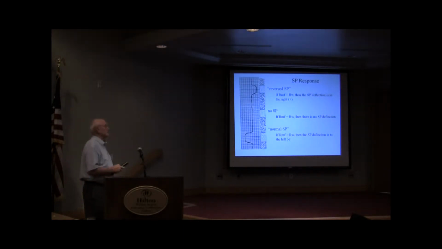Here's the reversed SP, again to summarize what I've just been saying. When the RMF is less than the RW, then the SP deflection is to the right. It would be the reversed. No SP will be a straight line, and normal SP is typically what we see in Kansas, Oklahoma, and we see it in the Williston Basin also.